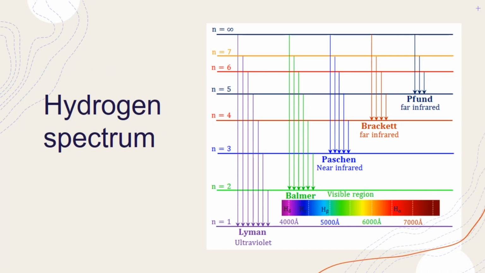Hydrogen spectrum, you all know, we have Lyman series, Balmer, Paschen, Brackett and Pfund in hydrogen spectrum, and Lyman falls in ultraviolet, Balmer falls in visible region, Paschen, Brackett and Pfund, they all fall in infrared region. And also calculating the wavelength from hydrogen spectrum is also important.